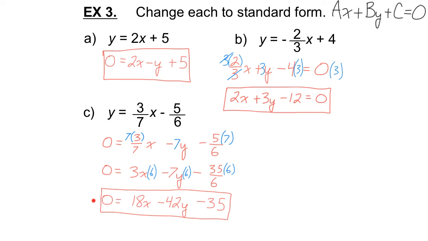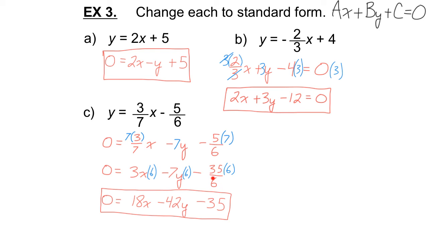So hopefully you were able to come to this point. 0 equals 18x minus 42y minus 35. The way I did that was I noticed the coefficient on x was already positive, so I'm leaving it where it is. I'm taking this y, moving it over, so now it's minus y. I have fractions, so I'm multiplying each term by the denominator on the first fraction. Multiply each term by 7. So I'm left with 3x minus 7y minus 35 over 6.